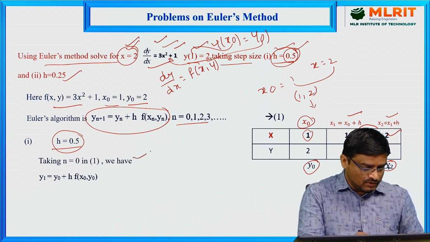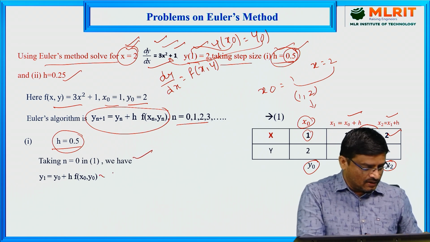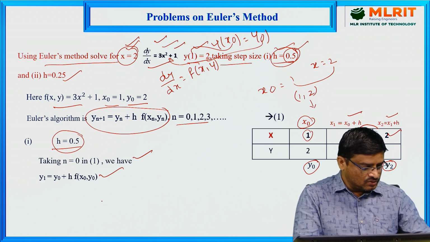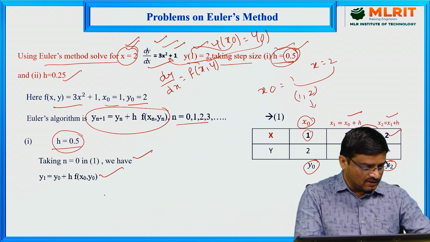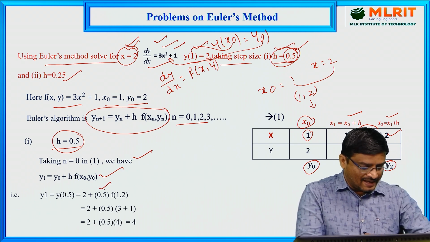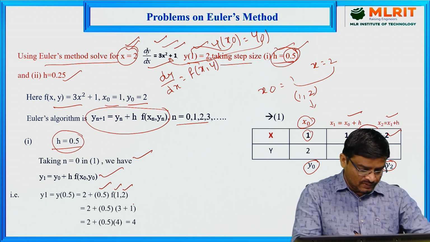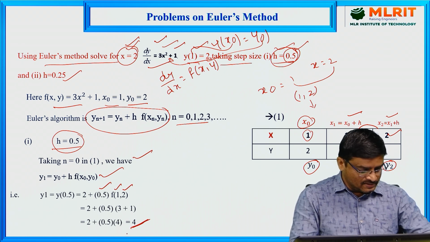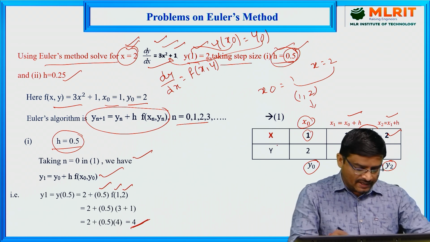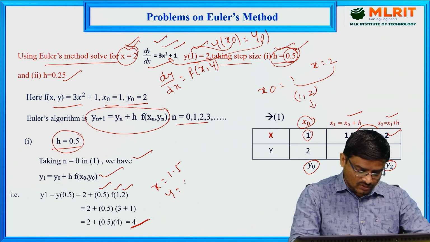Now take n is equal to 0 in equation 1. You will get y1 is equal to y0 plus h into f of x0 comma y0. Substitute these values: y0 is 2, h value is 0.5, and calculate this f of x0 comma y0, where x0 is equal to 1 and y0 is equal to 2. Simplify this, you will get y1, that is at x is equal to 1.5, the y value is equal to 4.